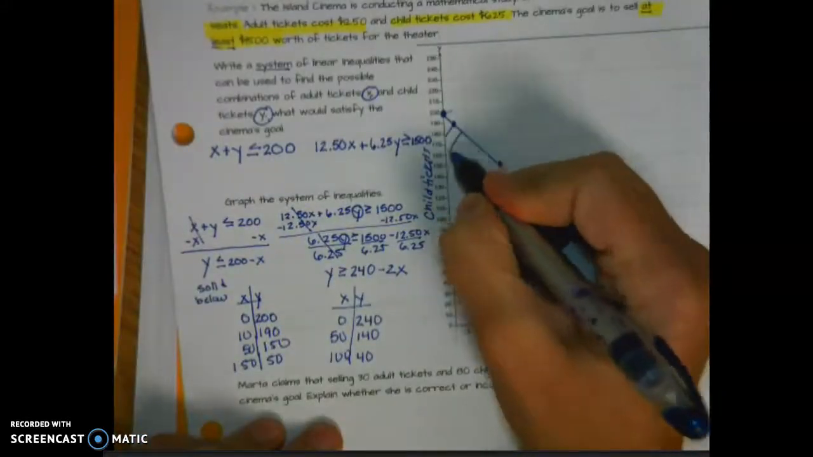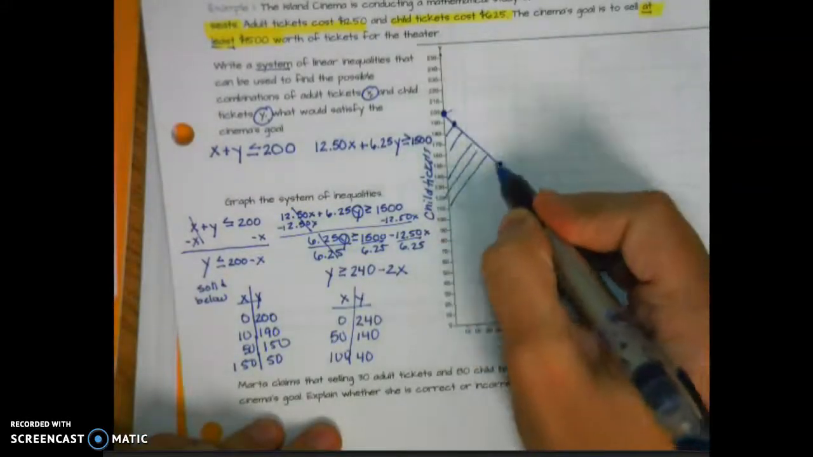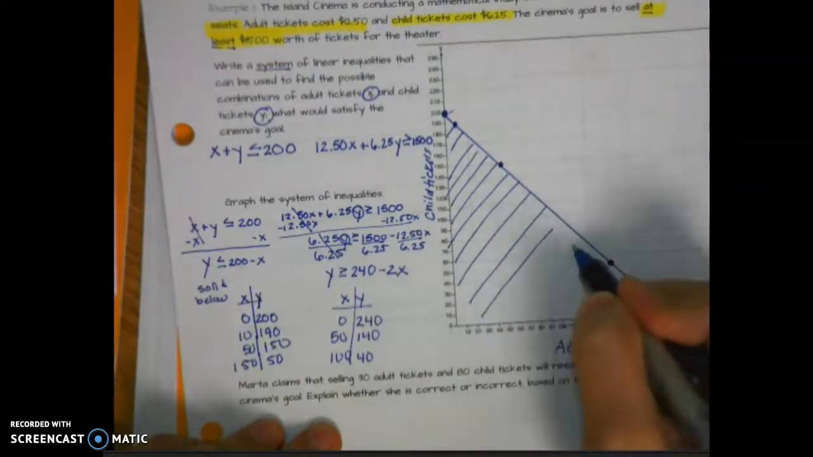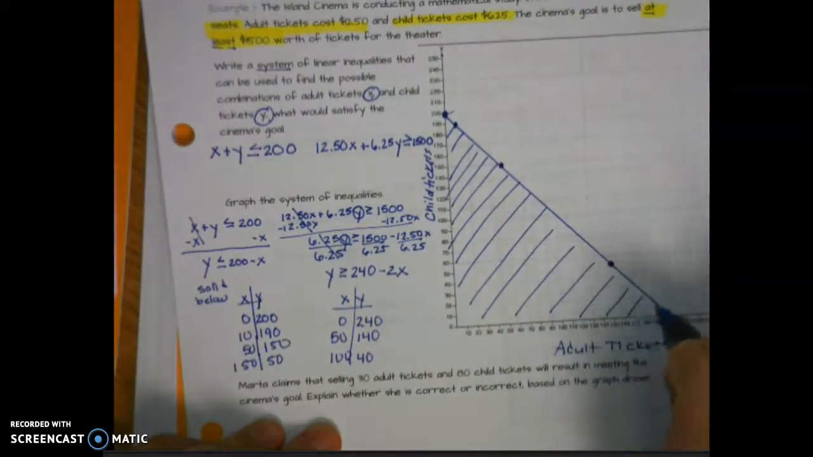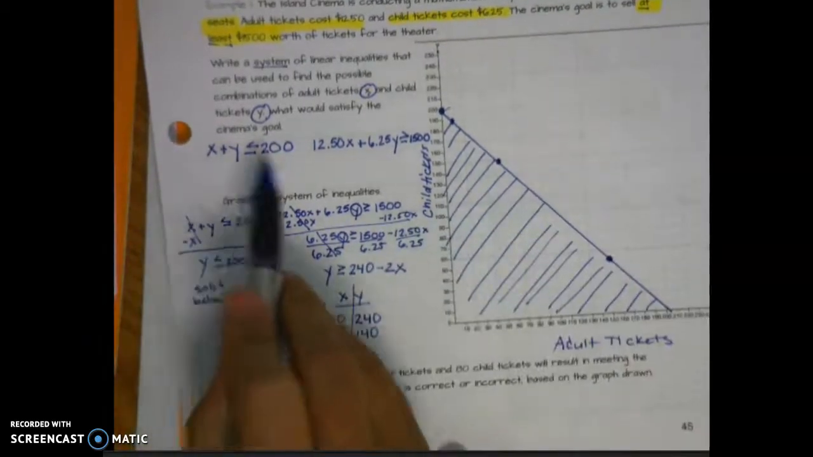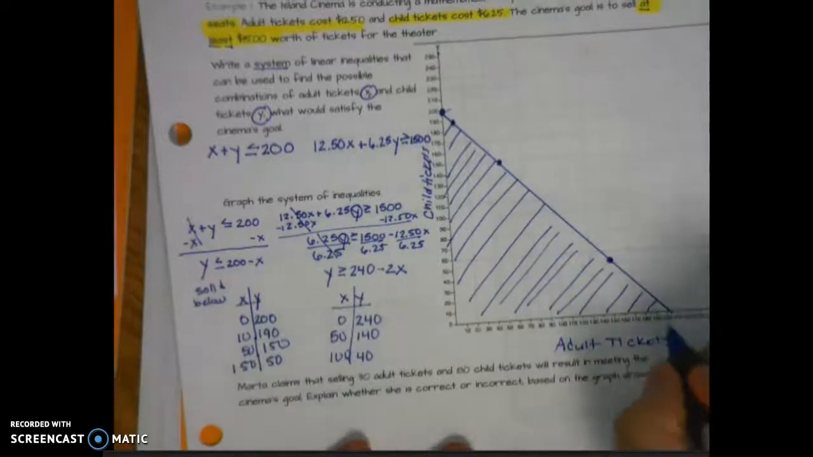I use stripes. And then I'll do my label off to the side. You can either write the original inequality or the rearranged. I usually write the rearranged, but it doesn't really matter.